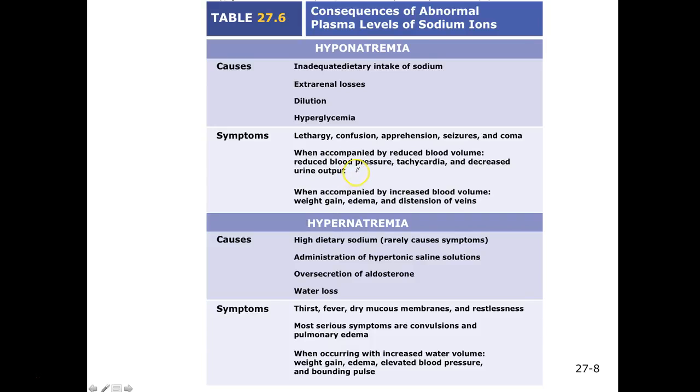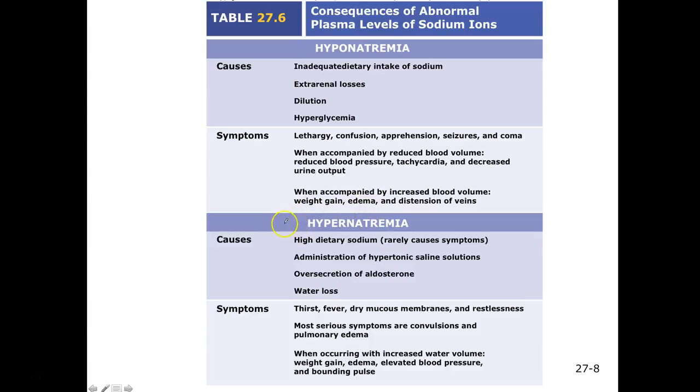That makes sense because we are having our kidneys trying to keep our sodium within our blood, and so we want to keep our water as well. And so we are going to see that we have decreased urine output because we're trying to keep in that water. And then when accompanied with increased blood volume, we can have weight gain, edema, and distension of veins. So it's kind of pulling in the water and salt back into your body and maybe into the tissues, and that's how you're going to get your edema there.